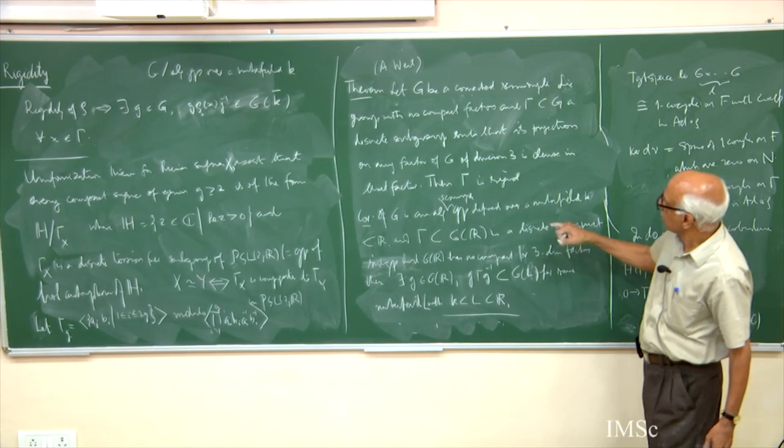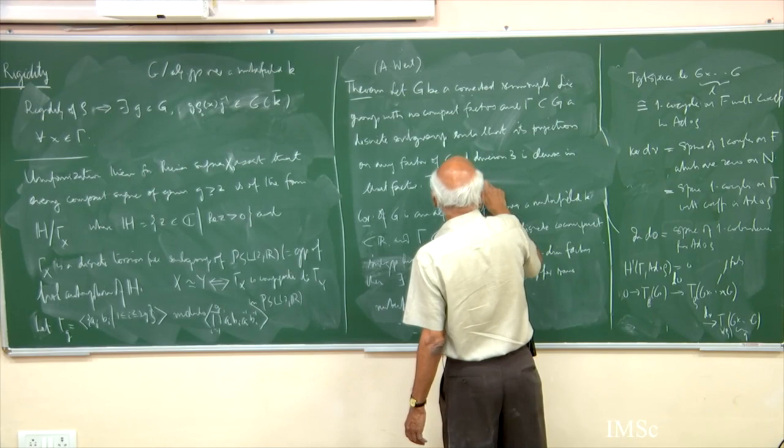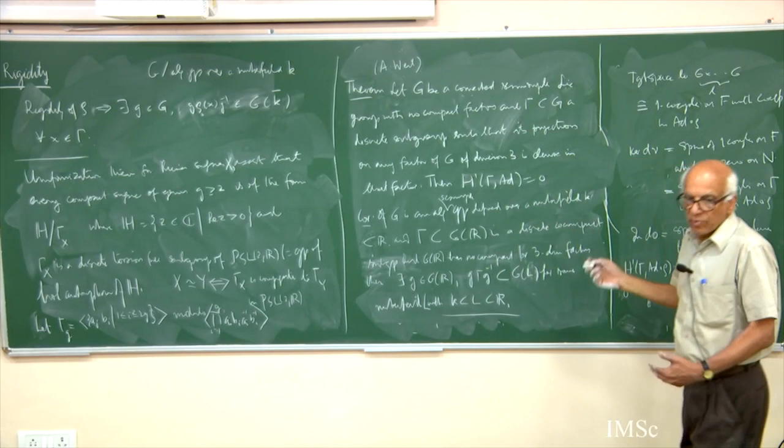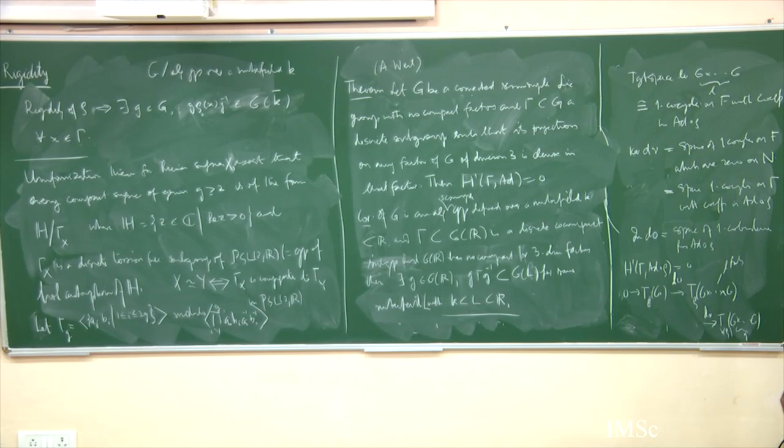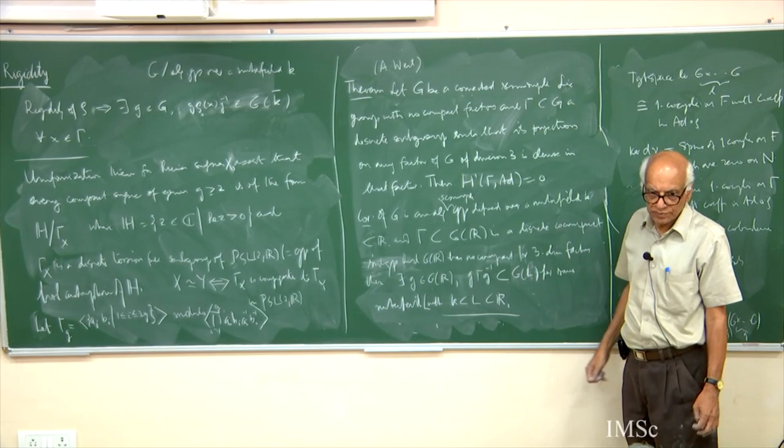This says Γ is rigid. In fact, we prove a stronger statement: H¹ of Γ with the adjoint representation is 0, and that will imply rigidity. And as a corollary, you then get this by the remarks I've already made. You have to work a little bit.